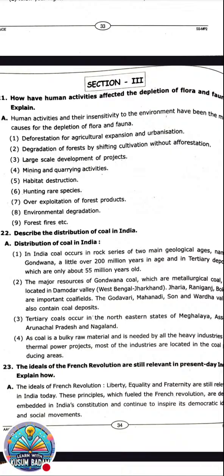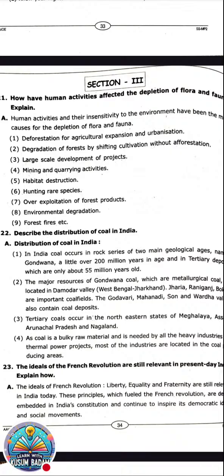Indian coal occurs in rock series of two main geological ages, namely Gondwana, a little over 200 million years in age, and tertiary deposition, which was only about 55 million years old. So what they said is that Indian coal has two series of deposition, the old deposition and the new deposition.